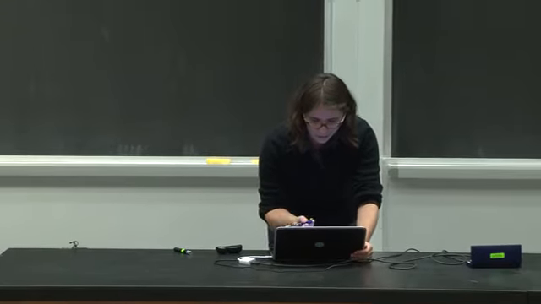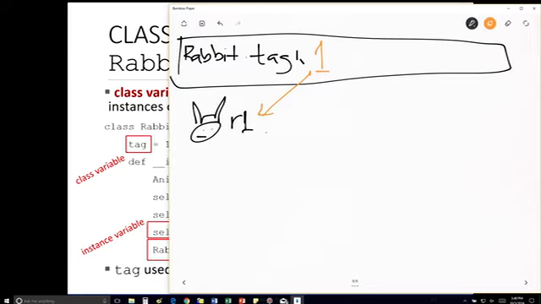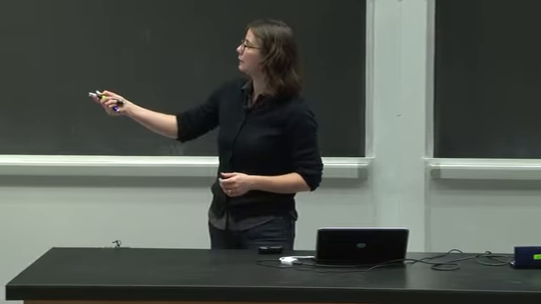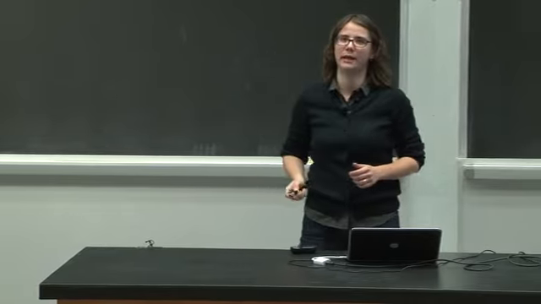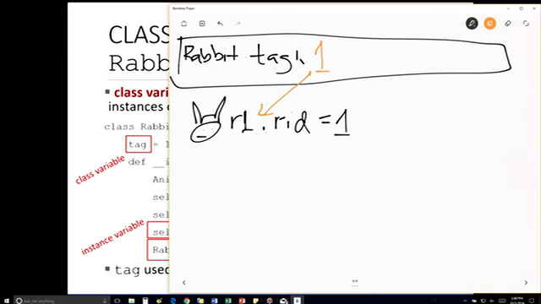When I first create this new rabbit, it's going to access the class variable, whose current value is 1. So when I create the rabbit ID, r1.rid is going to get the value 1. And according to the code, after I set the rabbit ID to whatever tag is, I'm going to go back up here and increment the tag to be 2.